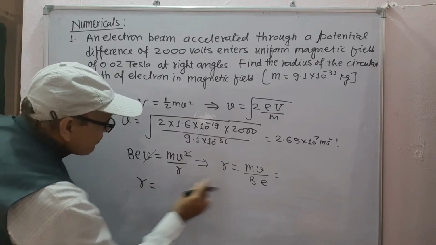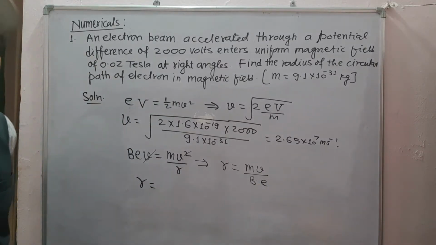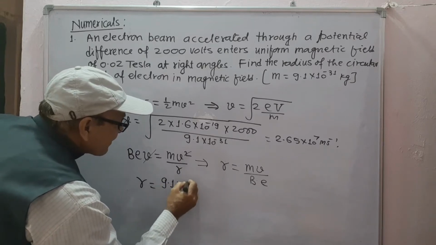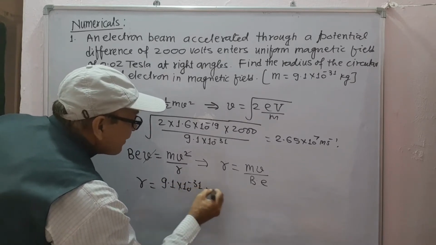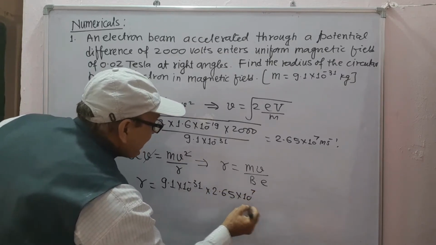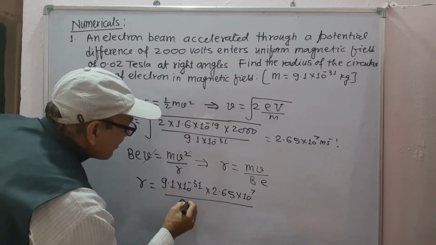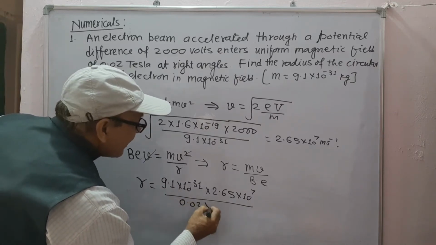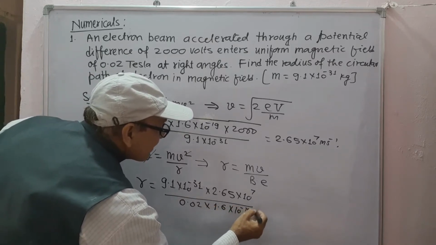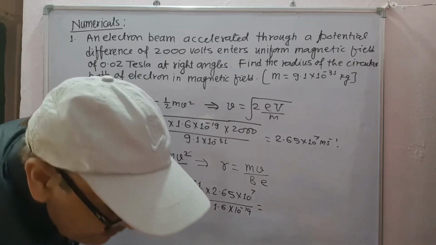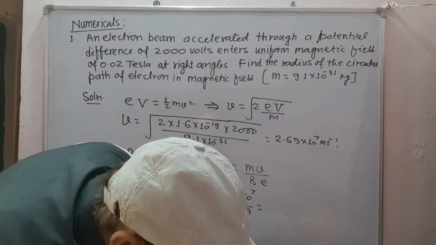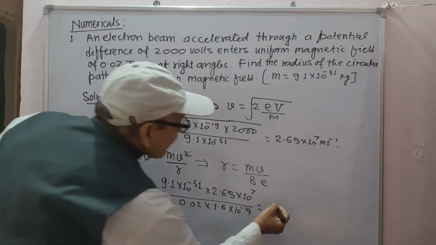r is equal to m, 9.1 into 10 to minus 31, v is 2.65 into 10 to power 7, upon B, 0.02 magnetic field, and e is electronic charge 1.6 into 10 to minus 19. On simplification, we get the radius as 0.0075 meter.